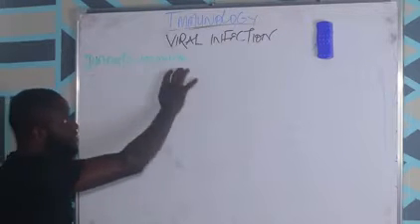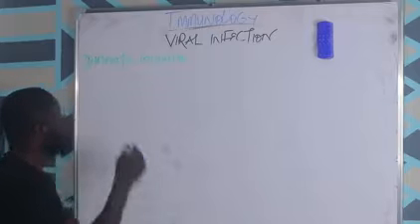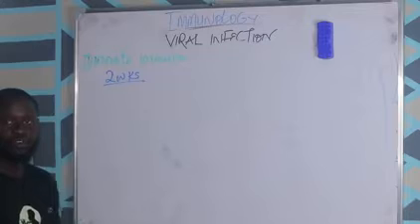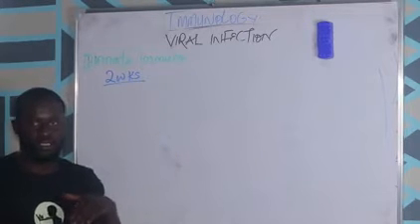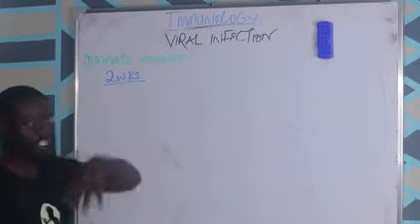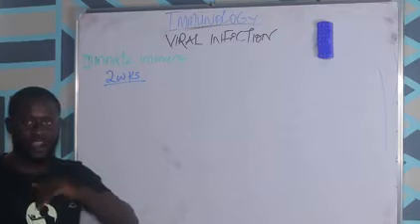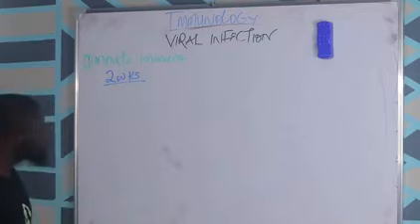So the innate immune response lasts for 2 weeks. These are key points. The innate immune response lasts for 2 weeks. This is the first response to the viral infection, the virus that enters the body.